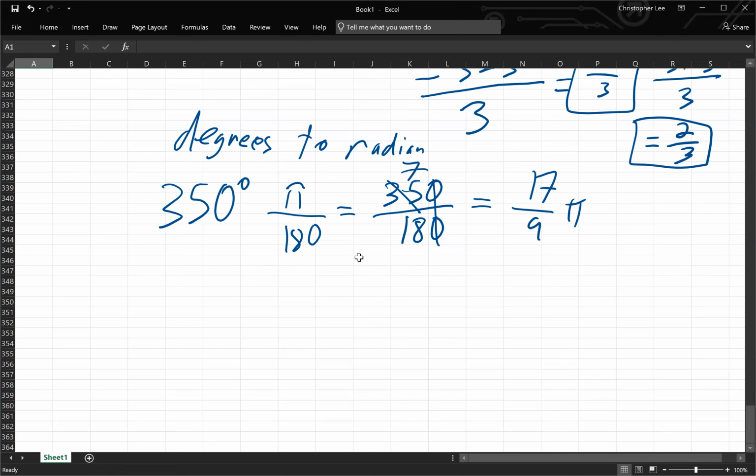535 pi over 18. Oh, yeah, it is. It's 350 degrees to radians. That should work. 35 pi over 18. Yeah, that's the 17 over 9 is 340. I did. Yeah. 35 pi over 18 should work.